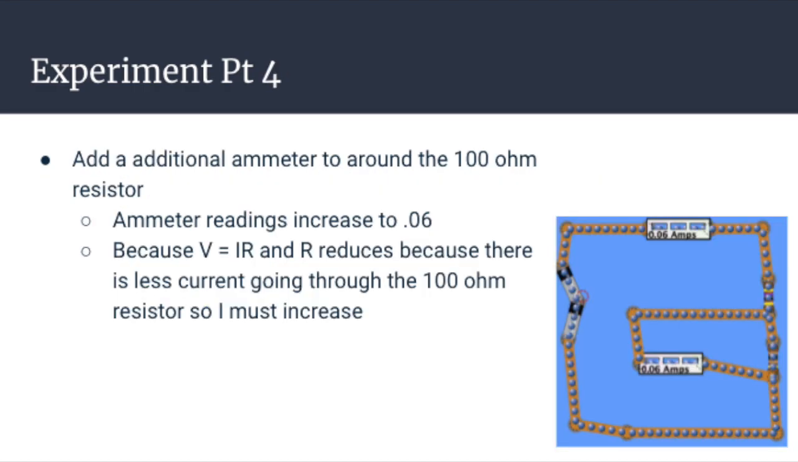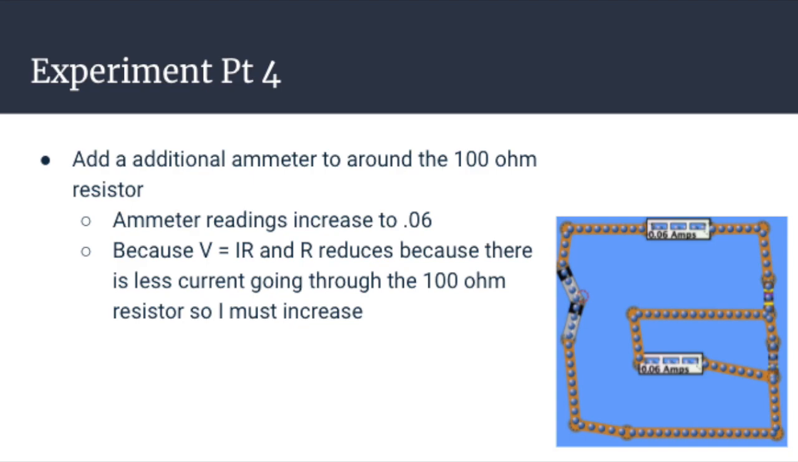Now, add an ammeter parallel to the original attached around the 100 ohm resistor. Notice that now both ammeters read 0.06 up from 0.02. This is because there is less current encountering the 100 ohm resistor due to the additional loop, so resistance is now reduced. In order to keep the equation V equals IR true here, current I must go up to compensate for the drop.